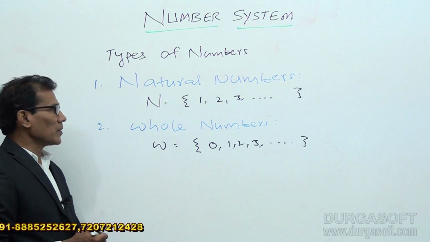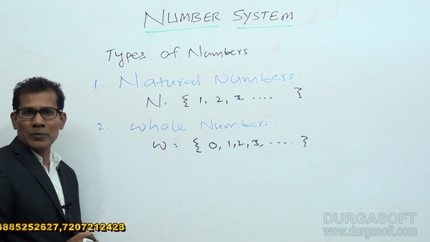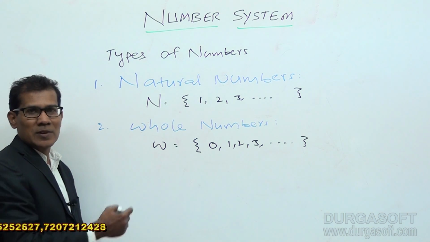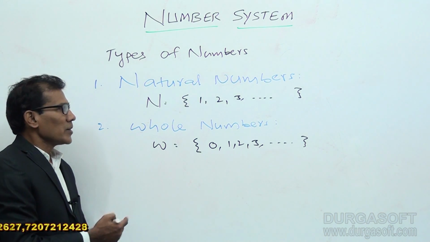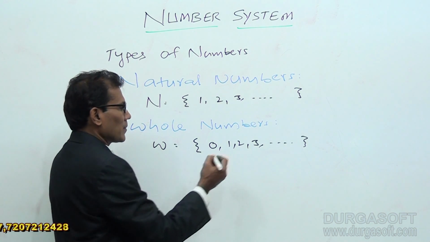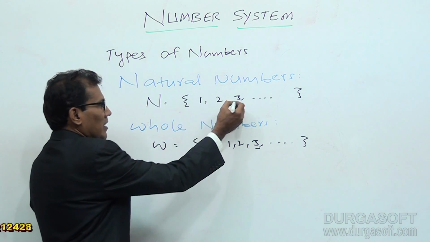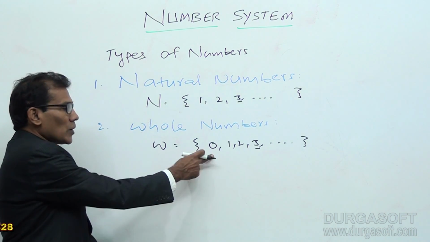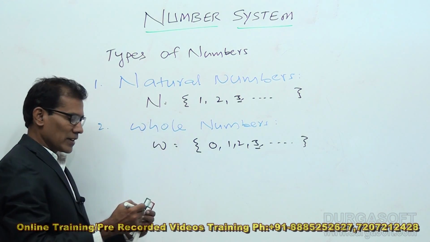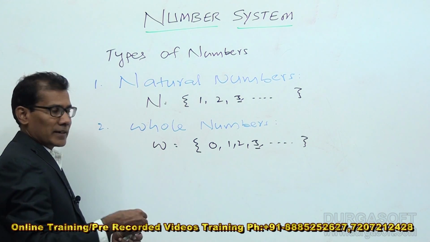What is the difference between natural numbers and whole numbers? Whole numbers start from 0 and natural numbers start from 1. So here we need to understand, if we take a number 3, 3 is a whole number as well as a natural number. 0 is only a whole number but it is not a natural number.